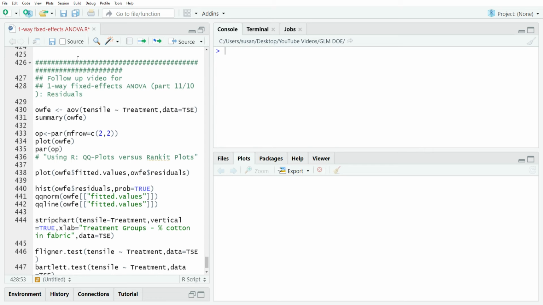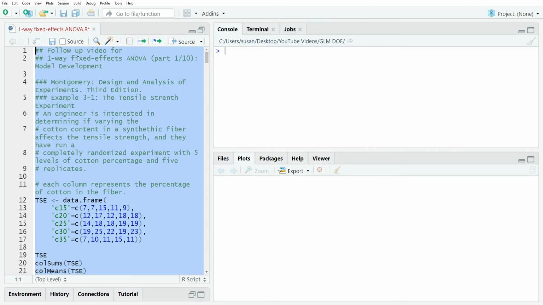Now, in this series, I'm assuming that you have watched the first 9 videos, and we're covering an example out of a book by Montgomery called Design and Analysis of Experiments. It's the 3rd edition, and we're looking at example 3-1, tensile strength experiment. And it has to do with looking at the tensile strength of fabric. Tensile strength means how much force does it take to tear the fabric. And the fabric is made with a 15% cotton blend, a 20% cotton blend, 25, 30, and 35% cotton blend. And that's the example that we've been using throughout this.